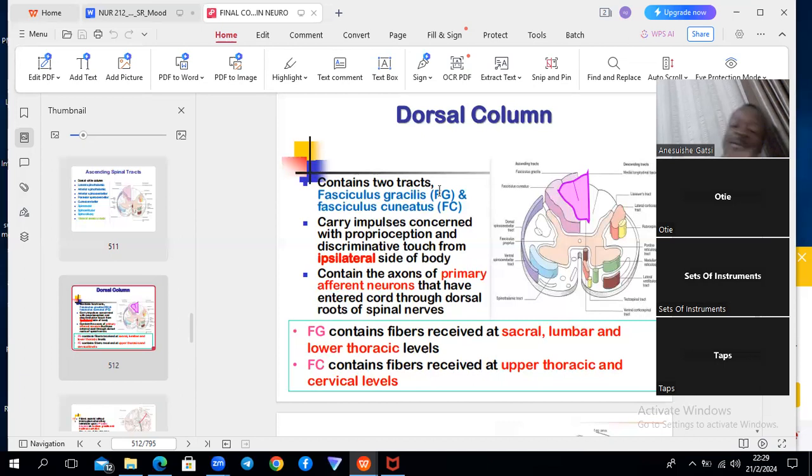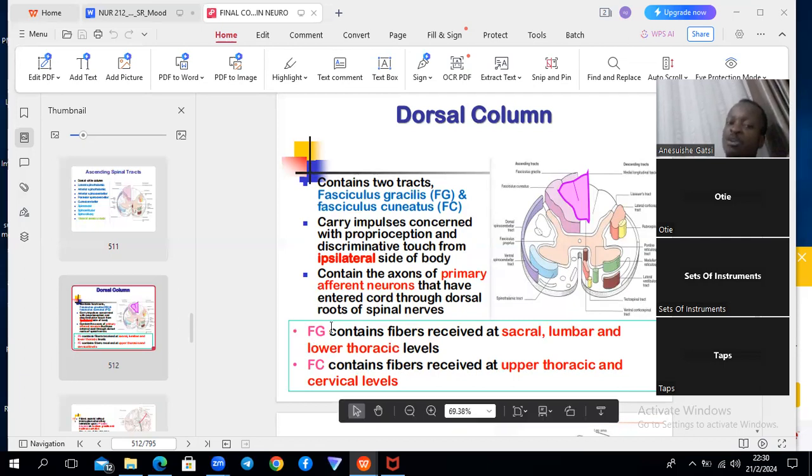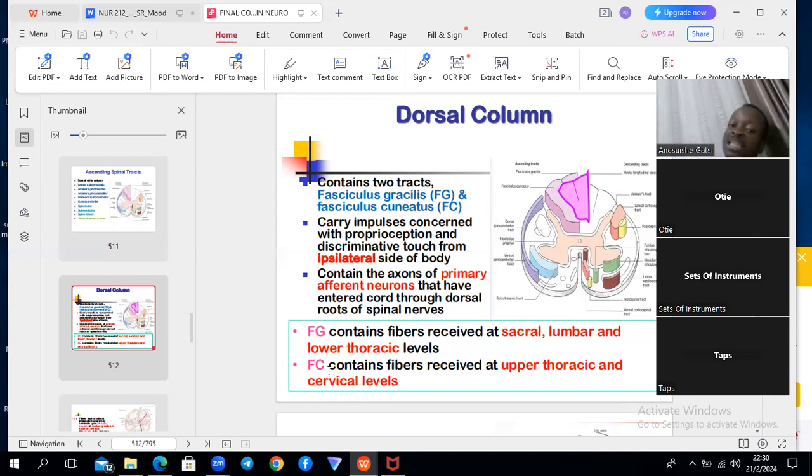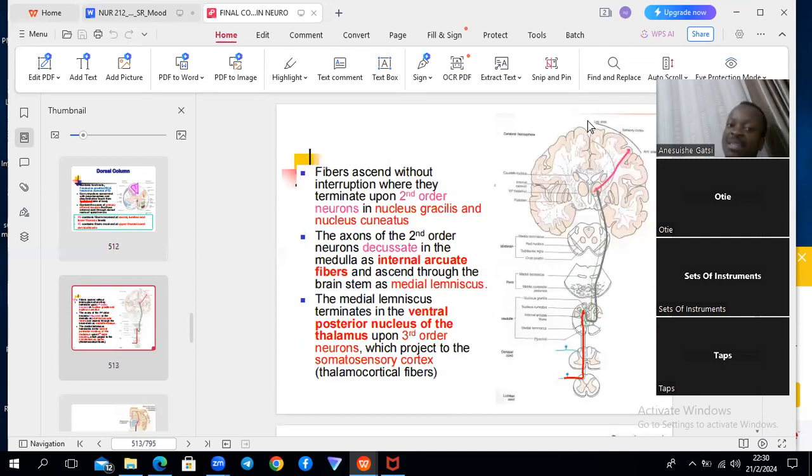Then remember I said the second order neuron is the one that decussates. So in the dorsal column, what I have is the first order neuron. The second order neuron is the one that decussates in the medulla to go to the thalamus. Then from the thalamus, I get a third order neuron that goes to the brain, basically. This lower bunch here is just telling us what fasciculus gracilis will carry and what fasciculus cuneatus will carry. Remember, fasciculus gracilis is the lower body, then fasciculus cuneatus is the upper body. I'm just trying to make it simple.